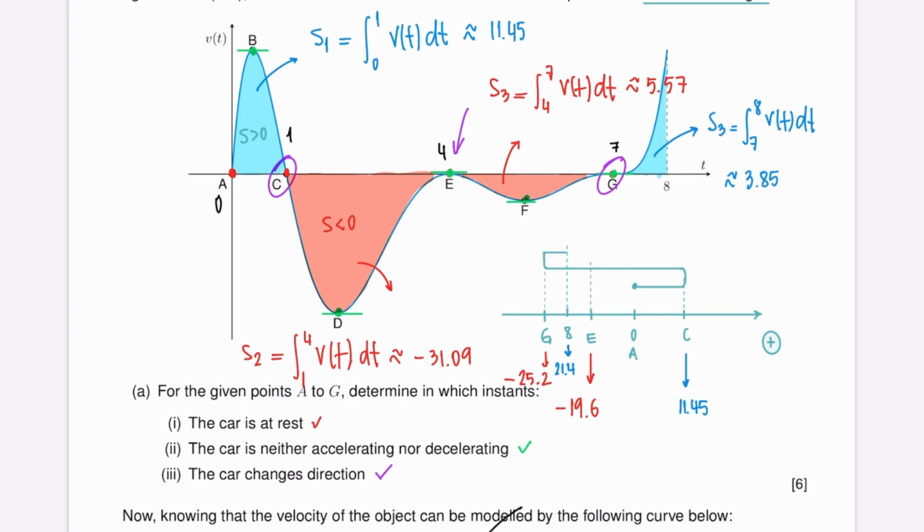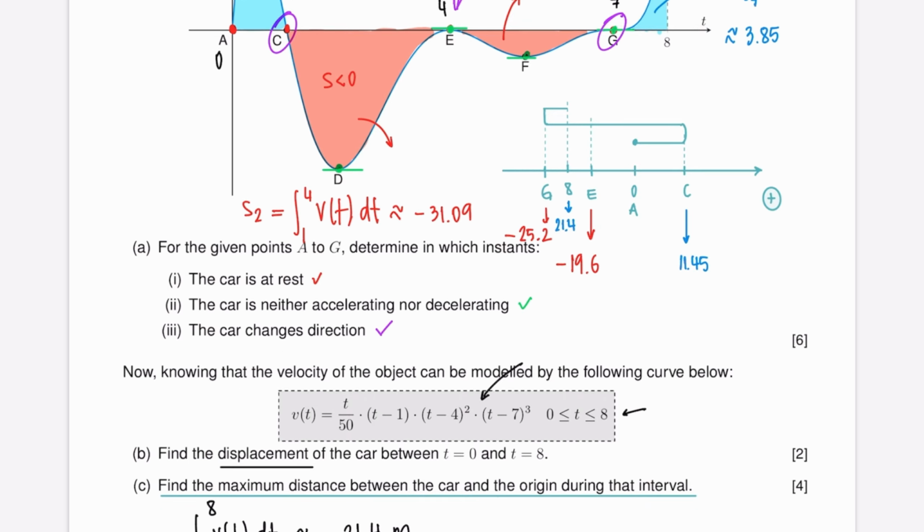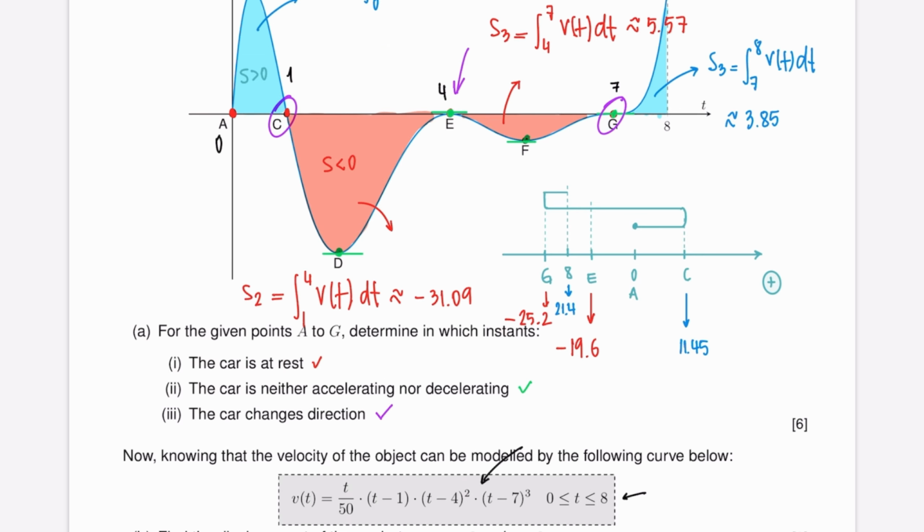Right now, we can address the question: what is the maximum distance between the car and the origin during that interval? Well, it happens at G, which is when t is equal to 7, and the maximum distance from the origin that this object reaches is 25.2 meters.